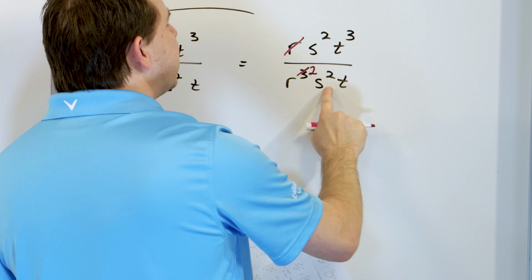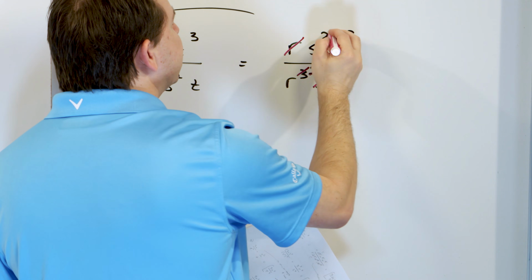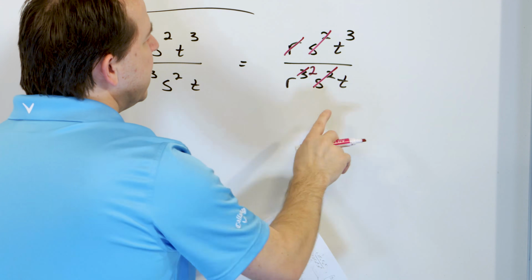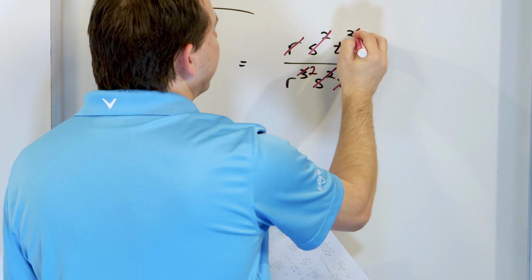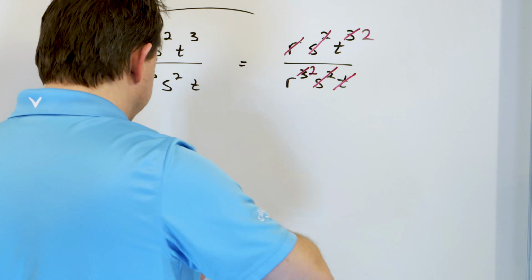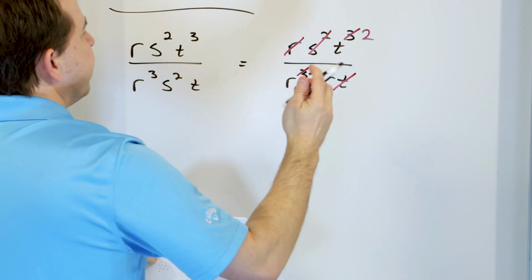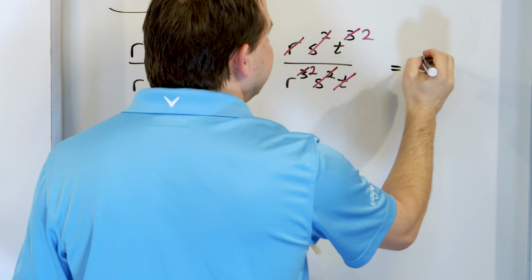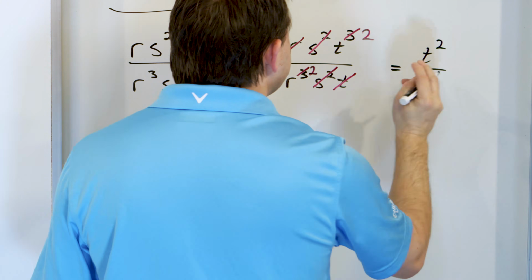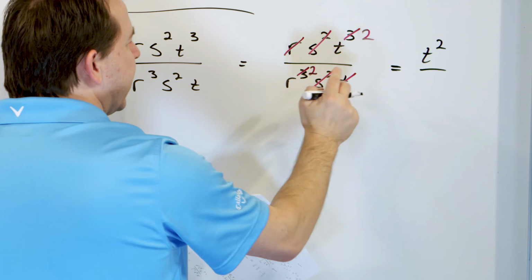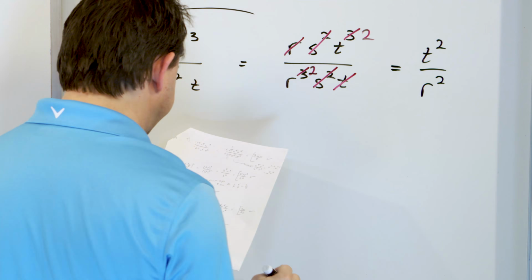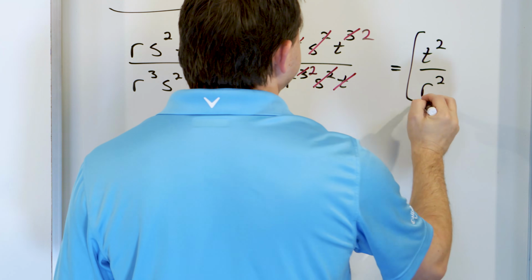I have an s squared and an s squared, so the entire s squared can cancel with the entire s squared. Notice I struck through the whole thing, so it's gone. One of these t's can cancel with one of these t's, leaving me 2 left over in the final answer. So the final answer that I'm going to get, I have no r's left, no s's left, but I do have a t squared on the top. And on the bottom, I have an r squared, but I don't have any s's or t's, so it's going to be r squared. Let me double check. t squared over r squared, that's the final answer.